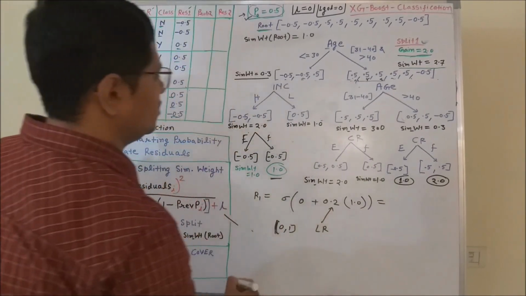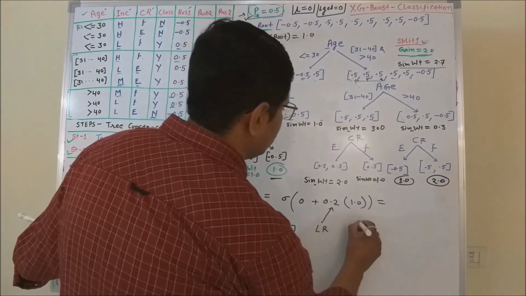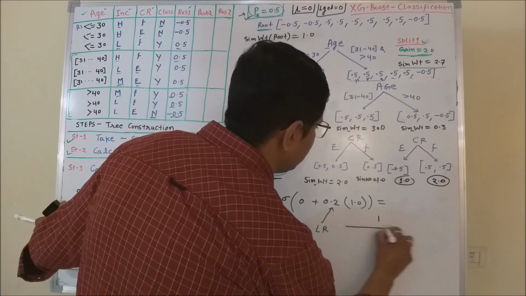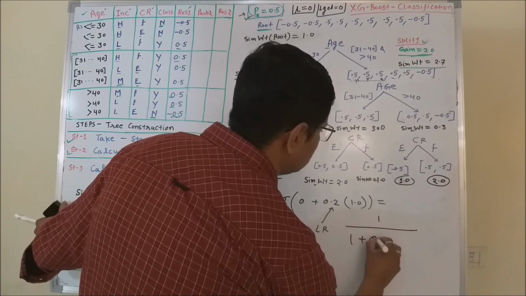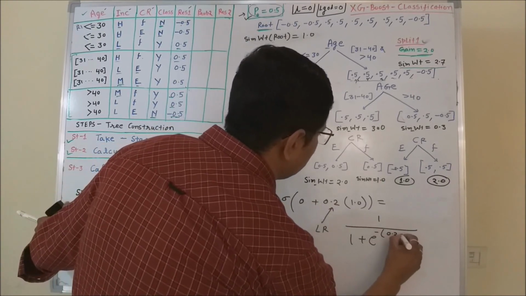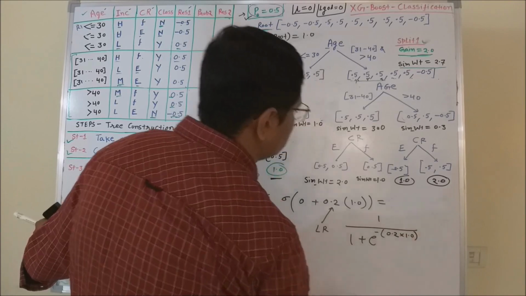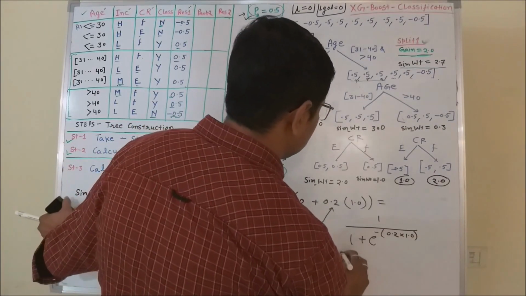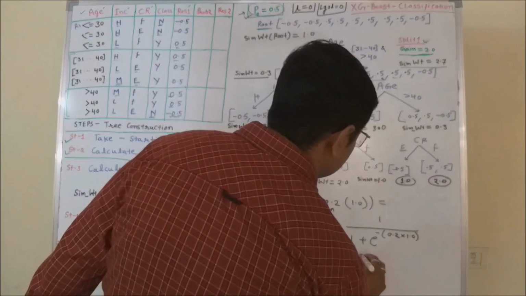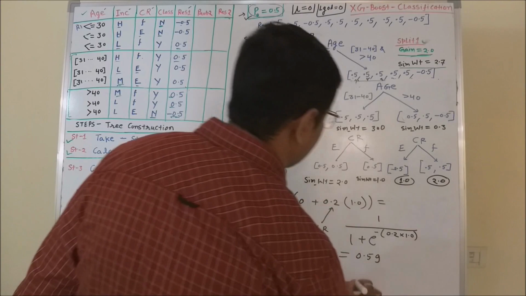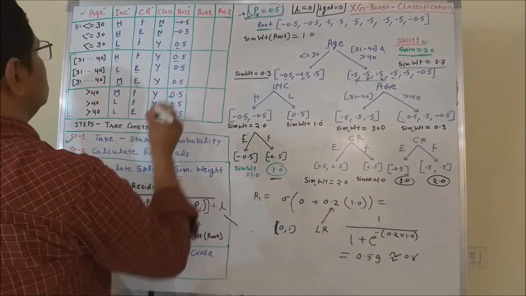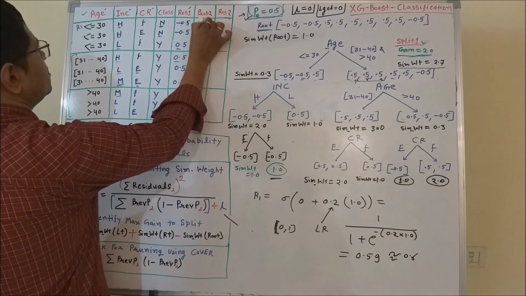So you have to solve the equation by expanding the sigmoid, which will be equal to 1 divided by 1 plus e to the power minus (0 plus 0.2 into 1.0). Once you solve this equation, you will get a value of something like 0.59, so we can round it to 0.6. So your probability will be equal to 0.6.